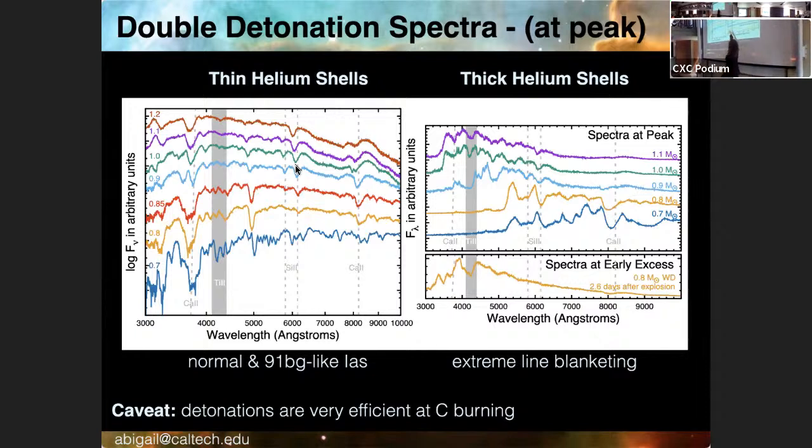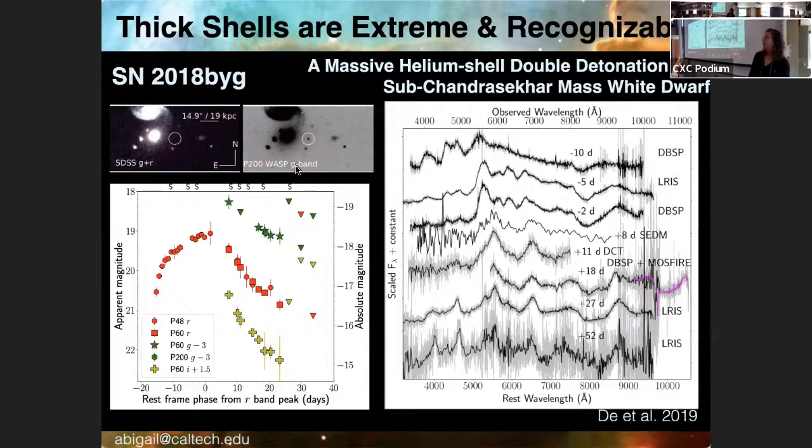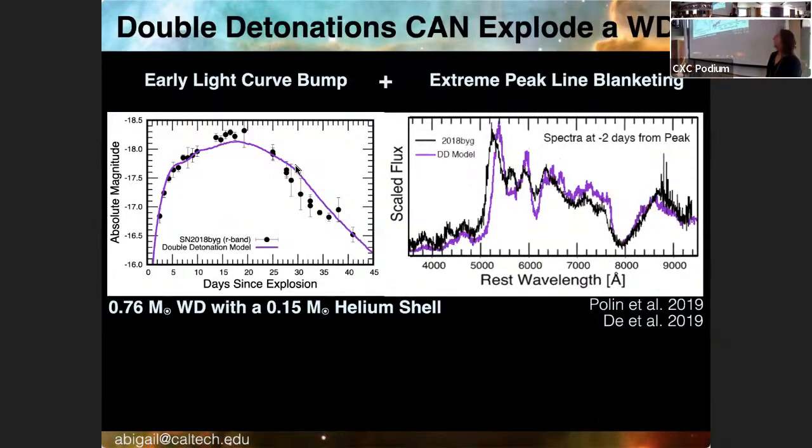We get this line blanketing happening because the thick helium shell ashes block photons from escaping in these bluer wavelengths. So these ashes are optically thick and have a significant imprint on the peak spectra. We have seen this. Our first definitive case of this was SN 2018byg. It was a type Ia supernova that had an early bump and a spectrum that totally line blanketed through peak. We could fit it as a double detonation with a thick helium shell.